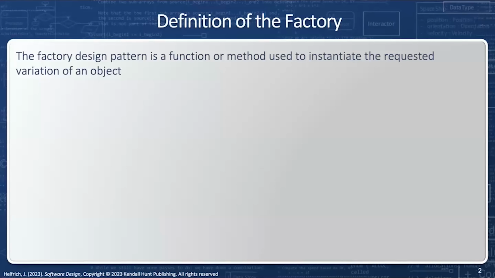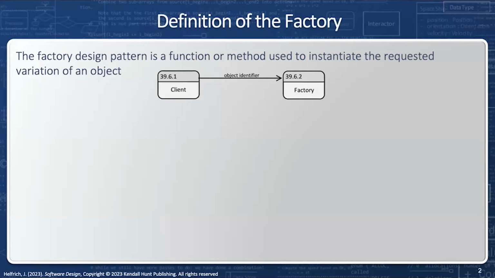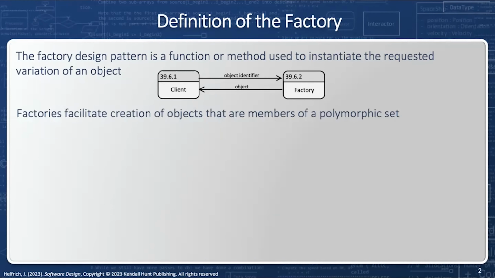We'll begin with the definition of the factory. The factory design pattern is a function or method used to instantiate the requested variation of an object. So first of all, we take the client, and the client is going to give an object identifier, usually an integer, sometimes an enumeration, could be something more complex, to the factory function or method. And the factory function or method will then return the object. And this, of course, is a data flow diagram.